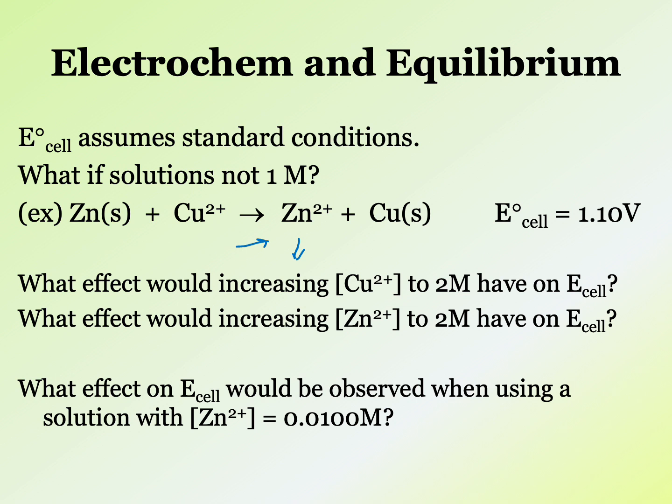What would happen to Q or K? It would go up, meaning that our E of the cell would go up. If Q or K goes up, E of the cell goes up. Yeah, if we increase the products, we're going to increase Q or K and increase E. Okay. So that's conceptually what happens. We're looking at that equilibrium shift with Le Chatelier's principle.